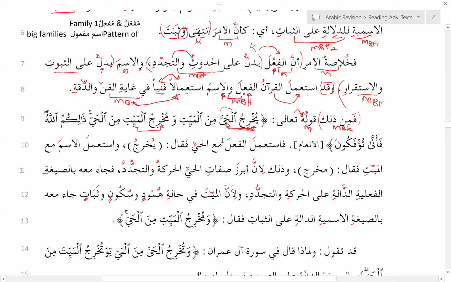So you can replace this entire قوله with this entire statement. You can say فمن ذلك يخرج الحي من الميت ومخرج, or it could actually be what is it called? عطف بيان. Yeah, so بدل الكل and عطف بيان kind of go hand in hand together most of the time. So you can find that if something is a badal, it can also be عطف بيان. But if something is عطف بيان, it cannot be a badal. Maybe we can refer back to the badal notes, but it can also be عطف بيان.